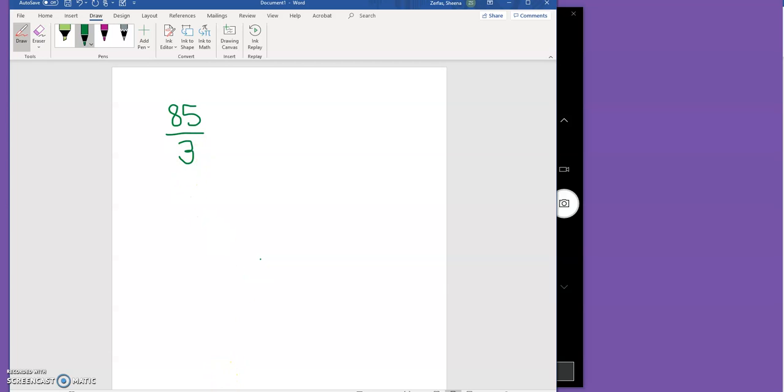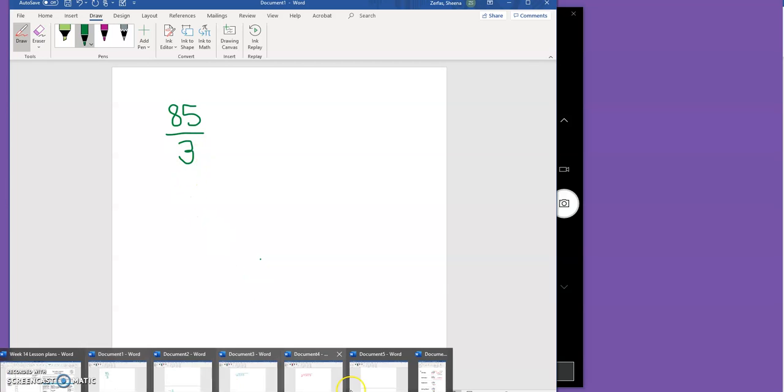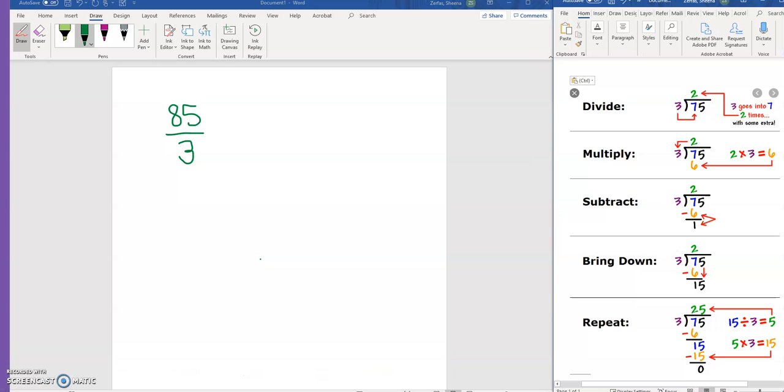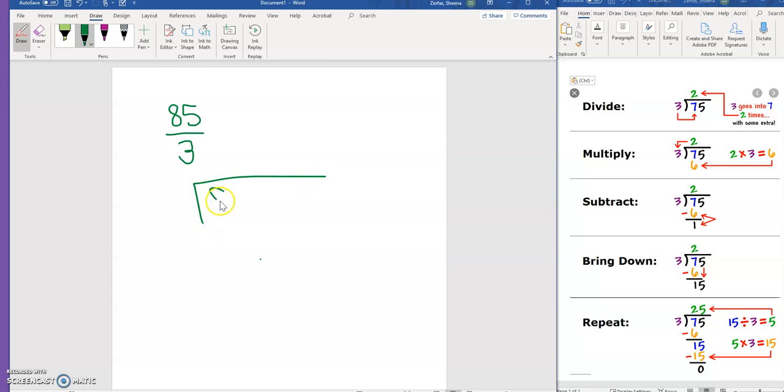To do that, I'm going to use steps to help me through each step. So I'll set this problem up as division because fractions are a way of symbolizing division. And so our top number goes inside, that's our dividend, and the bottom number goes outside, that's the divisor, what we're dividing by. Okay, our first step will be to try to divide 3 into the first number, 8.